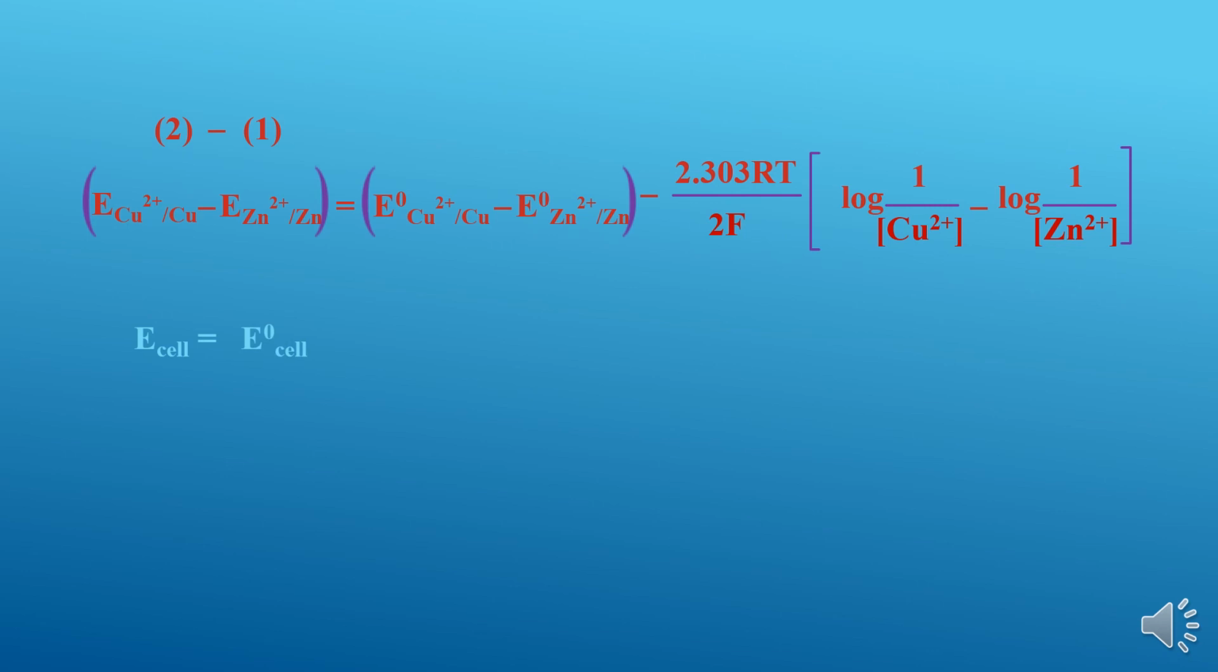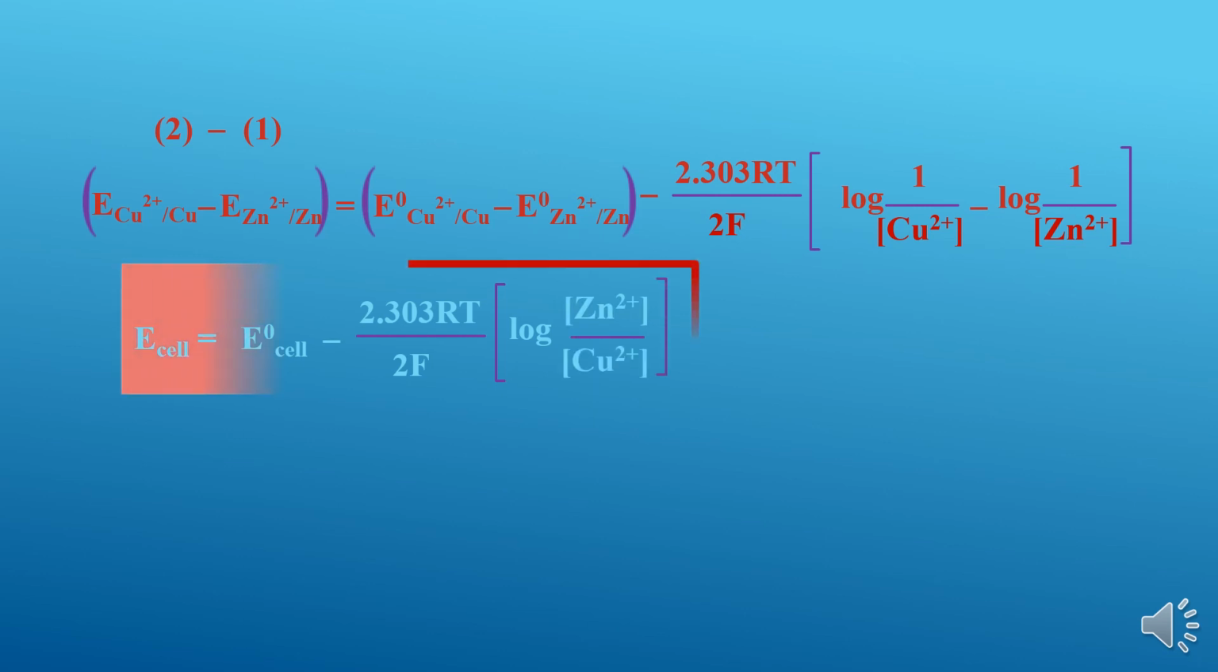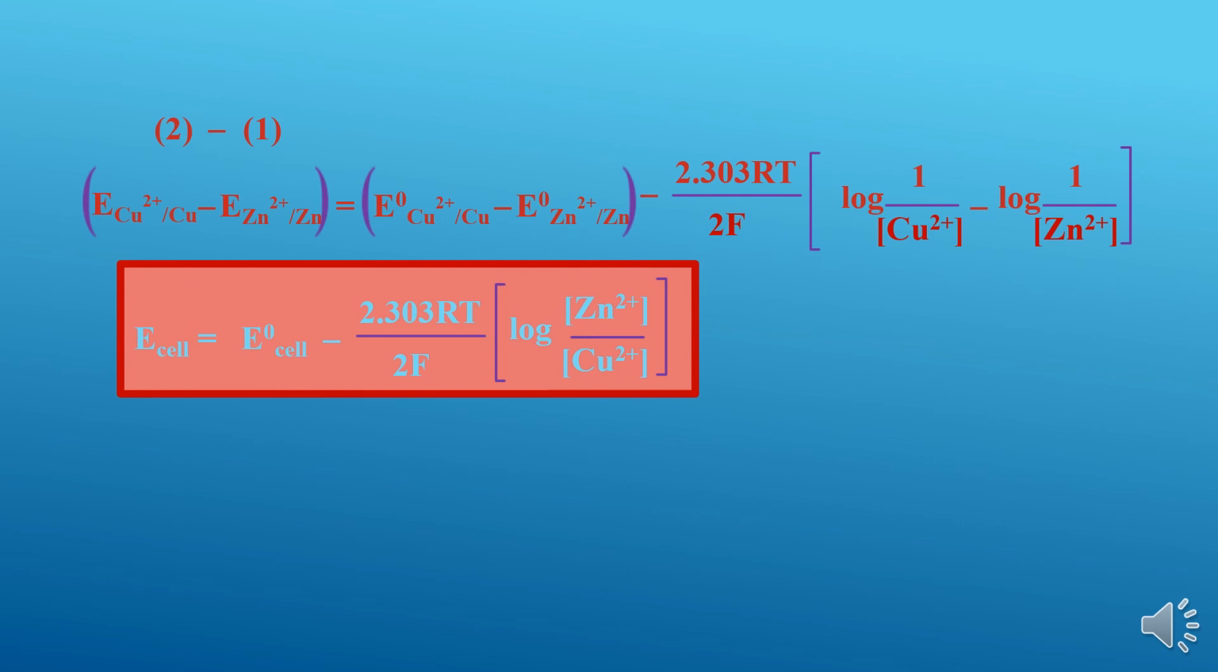Further simplification, we know that this value, E cathode minus E anode, we are taking as the cell potential. So we are writing it as E cell is equal to this, and this whole term we are taking as E naught of cell. Here we are writing it as E naught of cell minus 2.303 RT by 2F. Further simplification, log of Zn2+ divided by Cu2+. This is the Nernst equation for the calculation of cell potential.